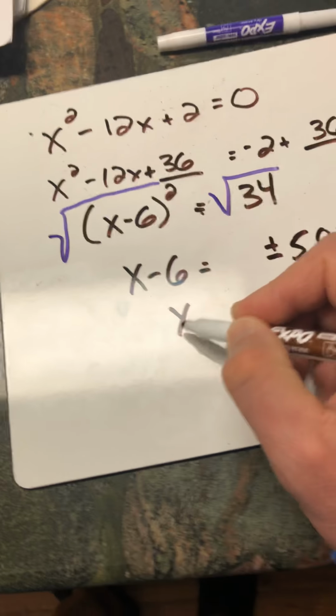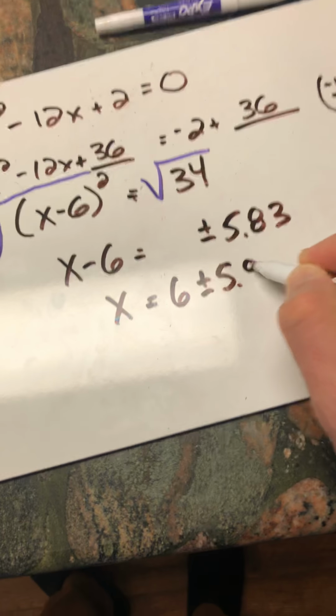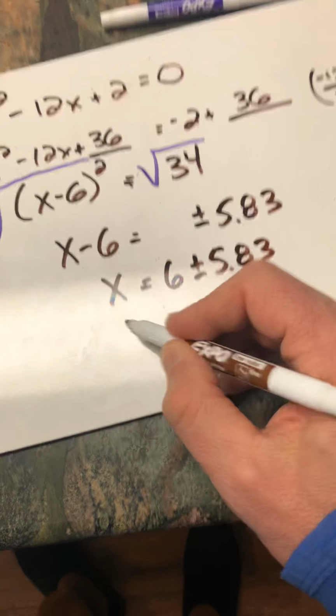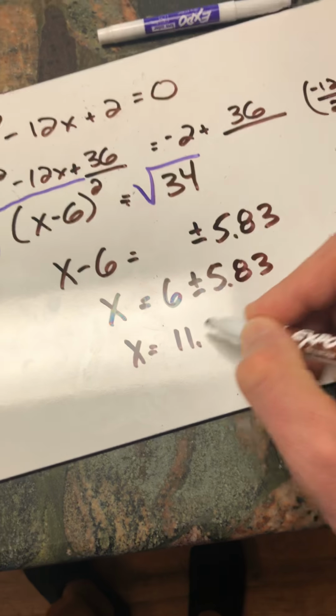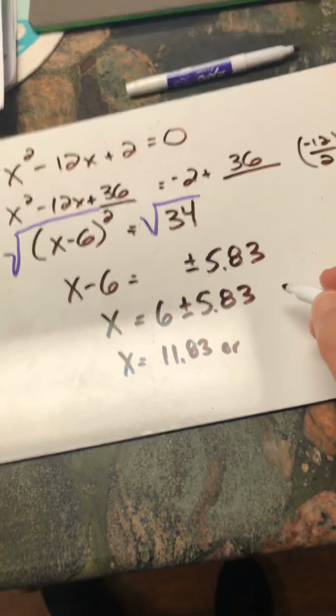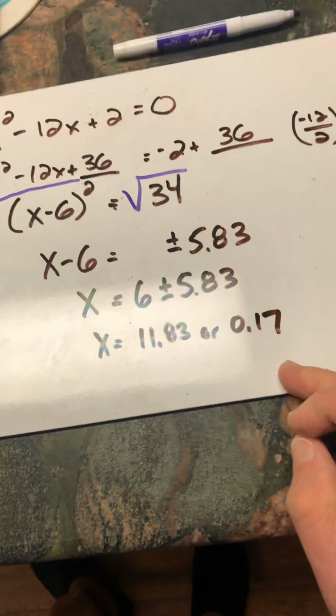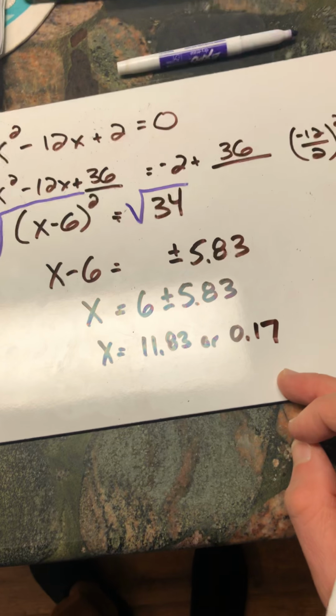And now I solve for x. X is going to equal 6 plus or minus 5.83. 6 plus 5.83 is going to be 11.83, or 6 minus 5.83 is going to be 0.17, I believe. And they would be my two roots.